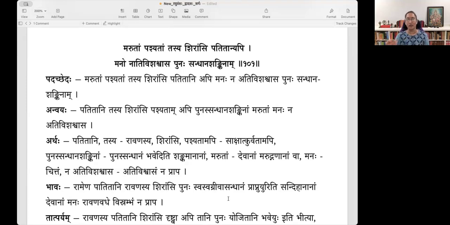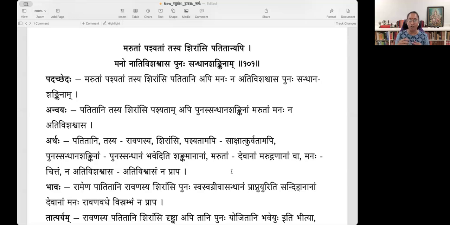Marutam pashyatam Marutam Ravanasya shiramsi patitanyapi, even though the heads had fallen. And even though they were seeing, pashyatam api, even though they were looking at it, tathapi, tesham marutam manaha, their mind did not believe in it. Na ati vishashvasa, it did not want to trust it a lot.